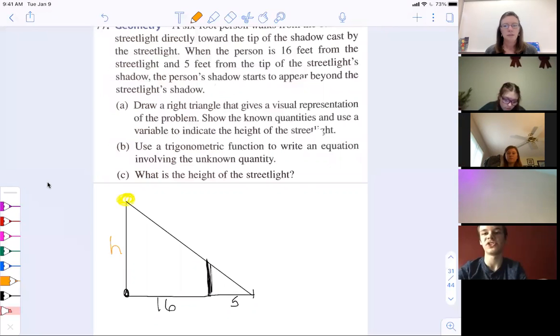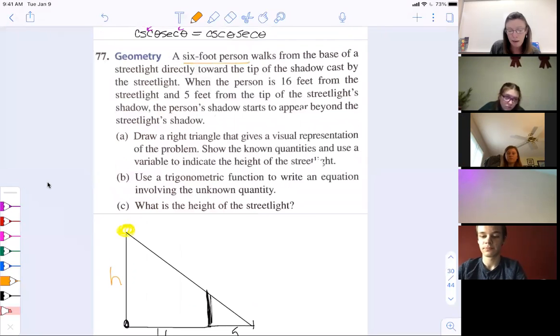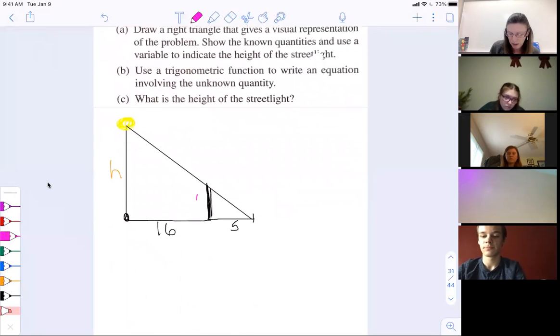The height of the person, which is 6 feet. Yeah, and I think that was the first thing that was said to us. So that was a big paragraph, and you maybe have missed that part. But the person is 6 feet tall. So we can label that height of the person.